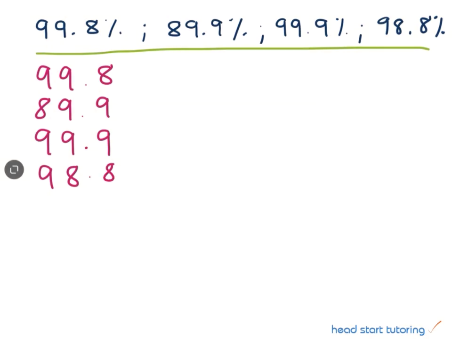So because we are arranging them in ascending order, which is from smallest to biggest, because if we ascend a mountain, you go from the bottom of the mountain to the top of the mountain. Right, so we are looking for the smallest number first.